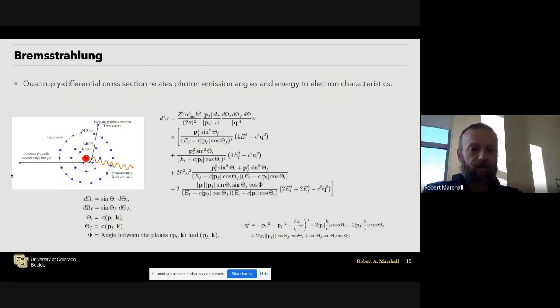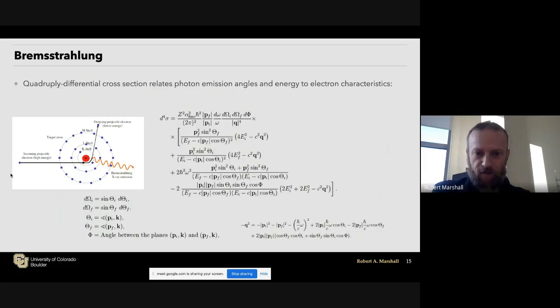So my very quick requisite overview of Bremsstrahlung. Bremsstrahlung is when an energetic particle, such as an electron, passes very close to the nucleus of an atom. The positive charge of the nucleus causes an acceleration of that electron. And in order to conserve energy and momentum, a photon is emitted.